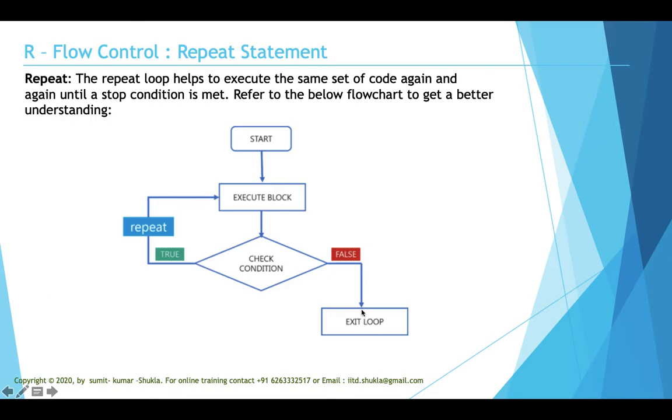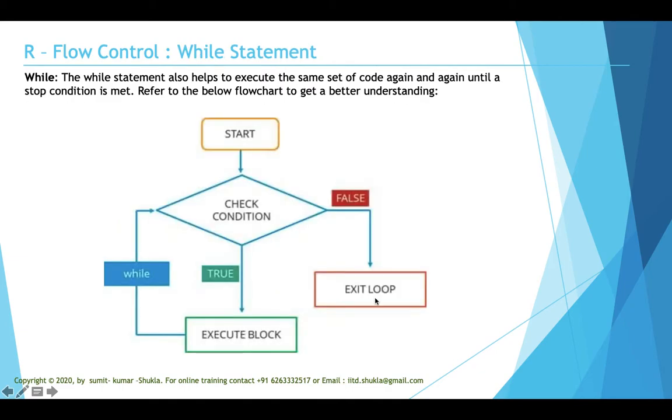Yes, sir. Okay, so now the flow statements of while. What will while do? The while statement also helps to execute the same set of code again and again until a stop condition is met. In the while loop, first of all, it will check the condition. If it is true, it will execute a set of code. Next, it checks the condition again. If it's true, it will execute the same code again. As soon as the condition is false, it will immediately exit the loop. Very simple. It will check the condition, and if it's true, it will go on executing the block. As soon as it becomes false, it will exit.